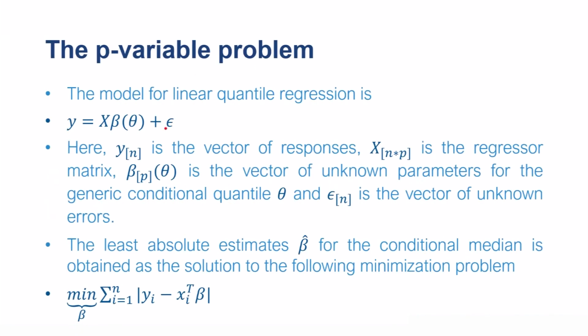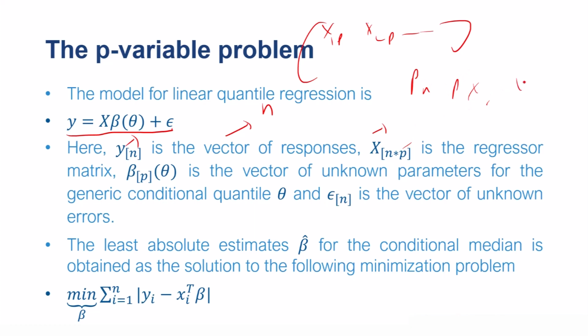The typical model for a linear quantile regression appears like this: y equals x beta theta plus epsilon. Here y, with n observations, is a vector of responses, so there will be n responses, and x is a regressor matrix. If there are p variables, then it is a matrix: x1p, x2p, and so on. So you'll have p regressors, x1, x2 up till xp, and each regressor will have x1', x1'', and so on.